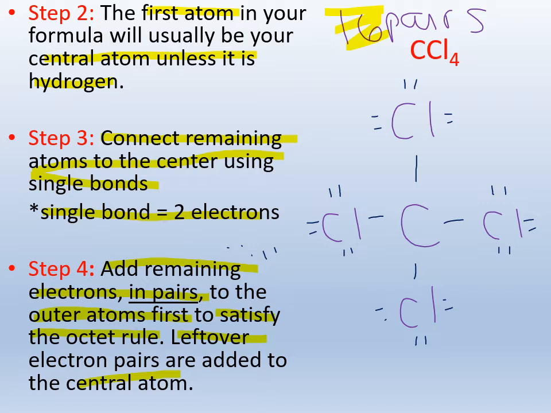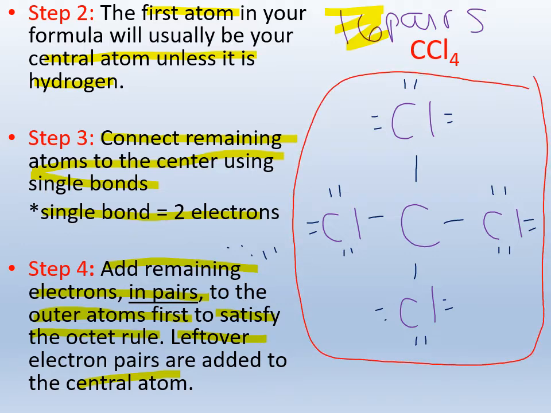Now let's count. Does every atom have 8 valence electrons? Well, this carbon has 2 here, 2 here, 2 here, 2 here. Carbon has 8. Each of my chlorines has a single bond. That's 2. And then they've got 2, 2, 2 on the outside. So 6 plus 2 is 8. So everything has 8 valence electrons. This is the Lewis structure for CCl4.